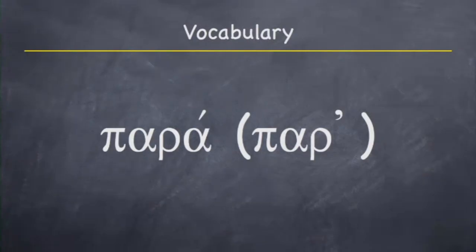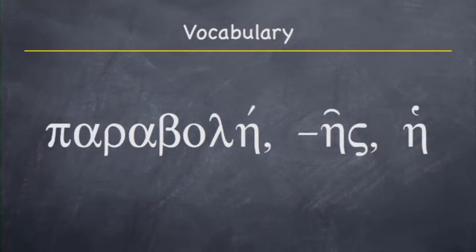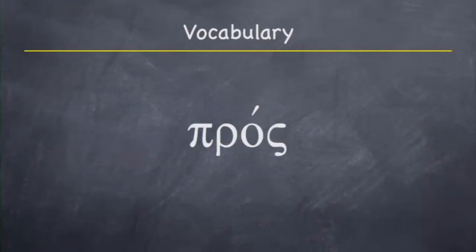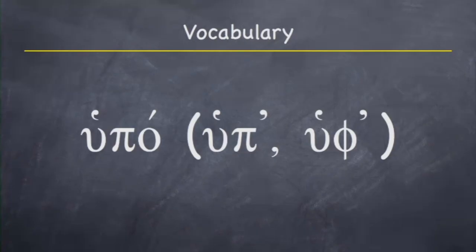Para, with the genitive, from, with the dative, beside, in the presence of, with the accusative, alongside of. Parabole, paraboles, he, parable. Pros, with the accusative, to, towards, with. Hupo, with the genitive, by, with the accusative, under.